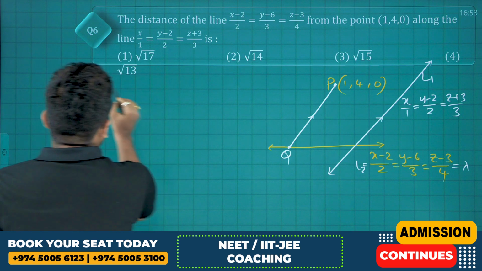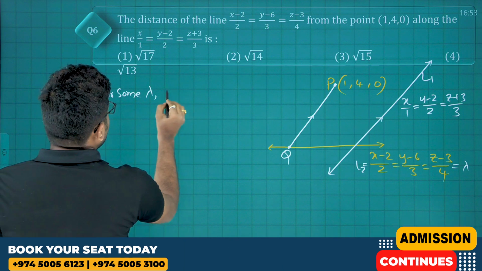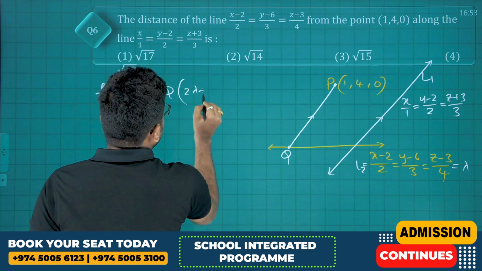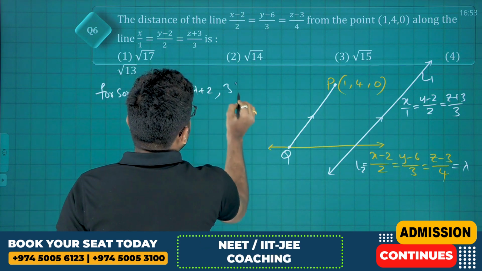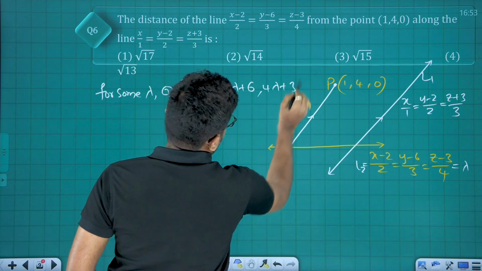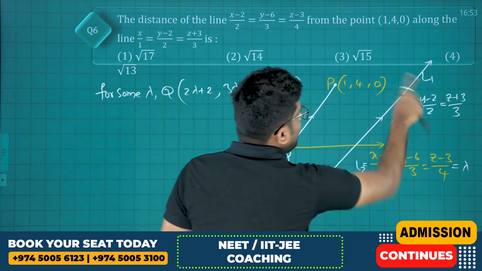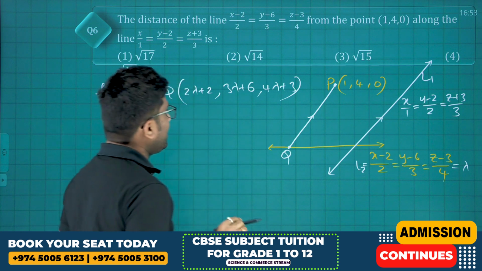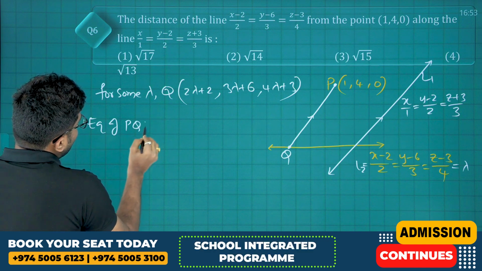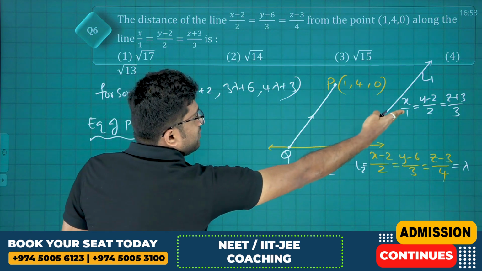So for some lambda, the coordinates of Q will be 2 lambda plus 2 comma 3 lambda plus 6 comma 4 lambda plus 3. Next, as PQ is parallel to this, we can get the equation of PQ, no? The equation of PQ we get directly. How? Passing through a point and parallel to that line, so the DRs of this line will also be the DRs of PQ.